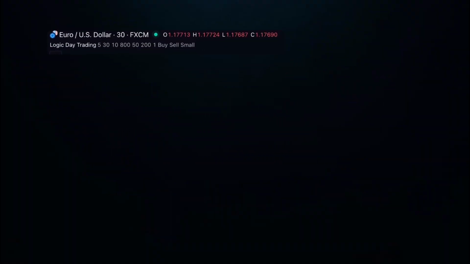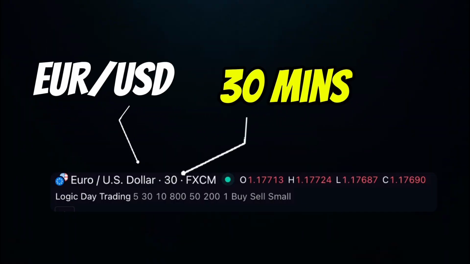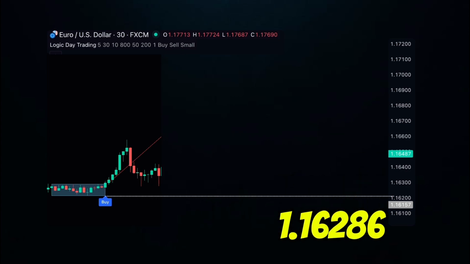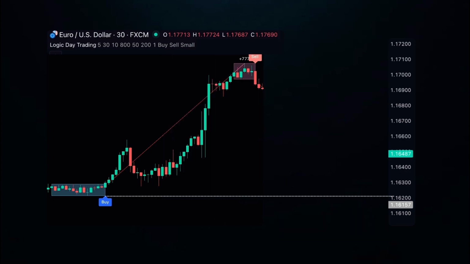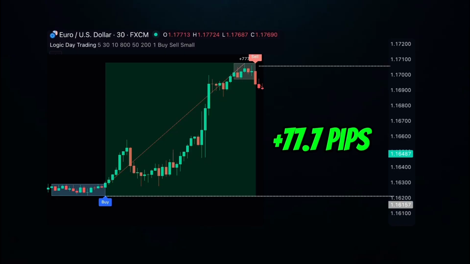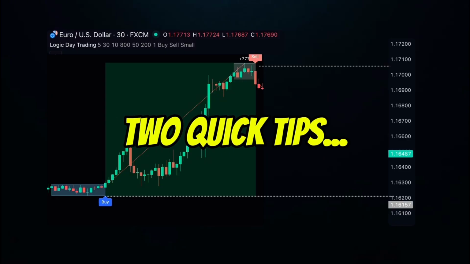Here's a real example on Euro/USD on the 30-minute time frame. The indicator spots a timely entry at 1.16286. Right after that, price takes off, and you can aim for the suggested exit at 1.17063. Want to know how much profit that is? Yep, around 77.7 pips. Day trading doesn't have to be complicated. Now let me show you 2 quick tips to upgrade your day trading strategy using this tool.